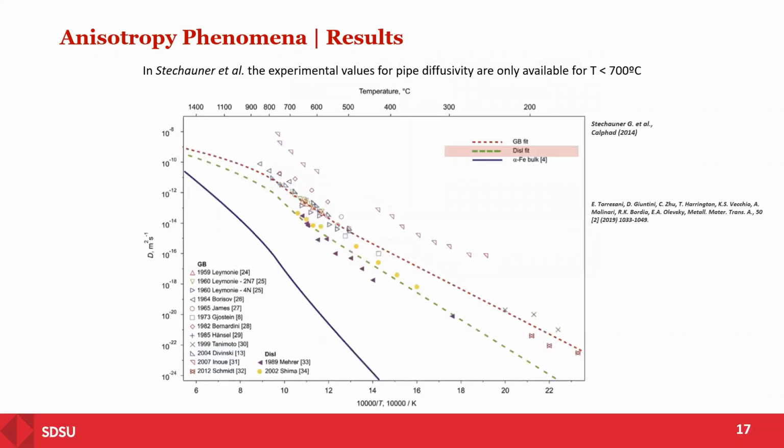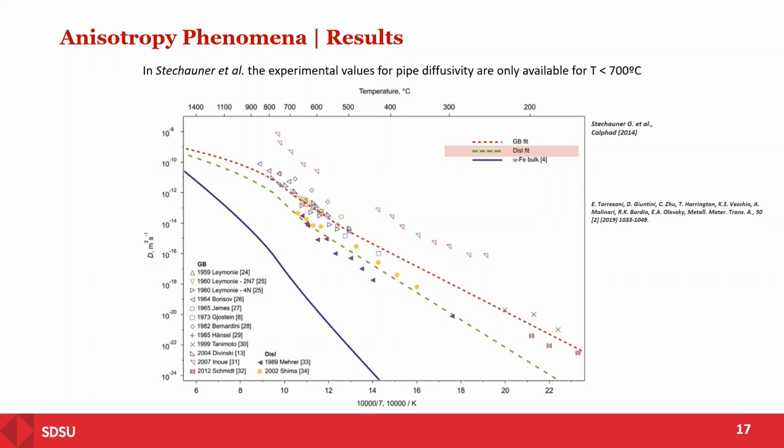And this is an example from this article here. You can see this green line represents the diffusion coefficient for the dislocation diffusion. The experimental data ended here, at almost 700 Celsius. So the rest of this plot, as explained in this article, has been derived by some computational model, with comparison to other materials that have similar characteristics to iron.